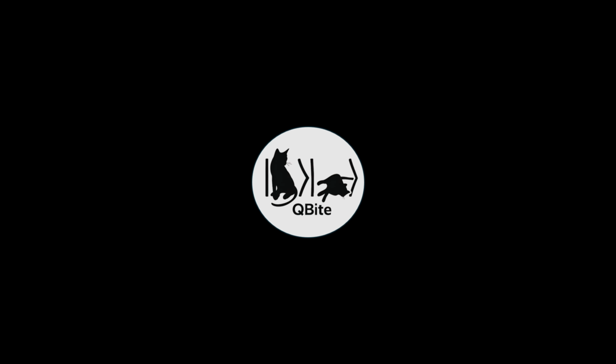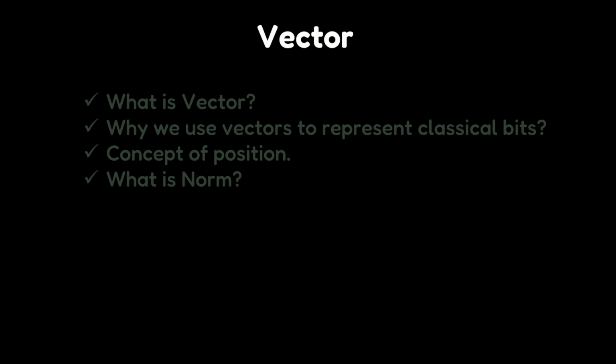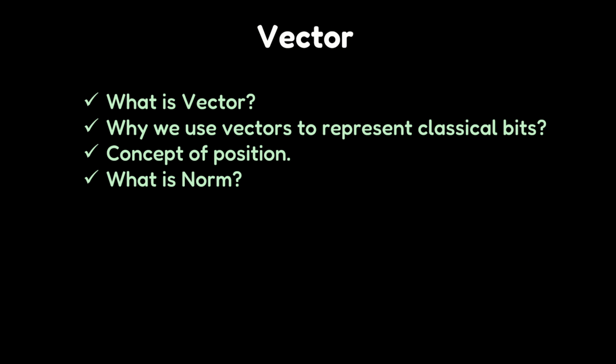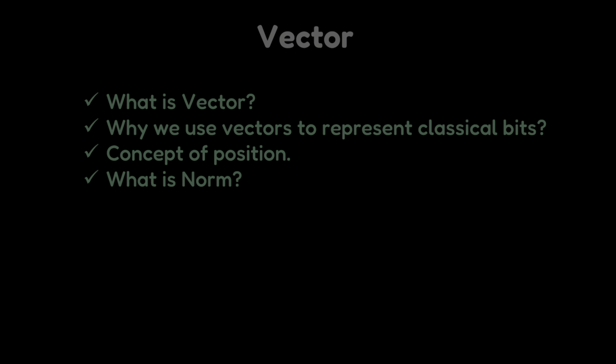In today's video, we're going to talk about one of the simplest but most important math ideas behind quantum computing, vectors. Don't worry, we are not going into anything scary or complicated. We are just building the foundation slowly, step by step. By the end of this video, you will clearly understand what a vector is, why we use vectors to represent classical bits, how the positions inside a vector relate to 0 and 1, and what the norm of a vector means. So let's begin. What is a vector?